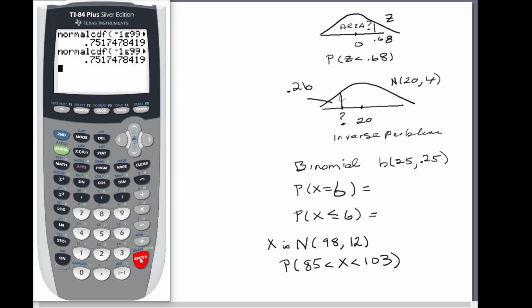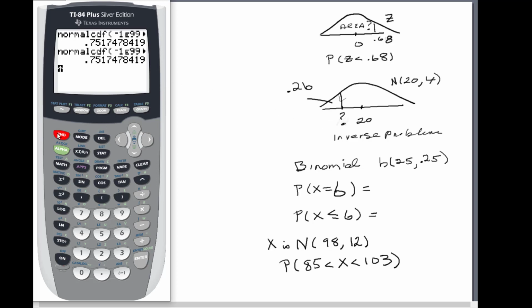Now, for the next problem, let's do the inverse. The inverse would be where we know an area under this curve, and we want to pick up a boundary. So if the area under the curve is 0.26, and if our problem is to find that boundary point, then we'd use the inverse normal. So let's see how that looks.